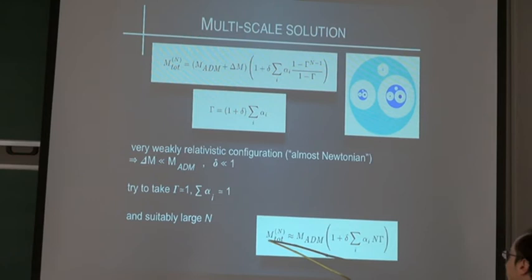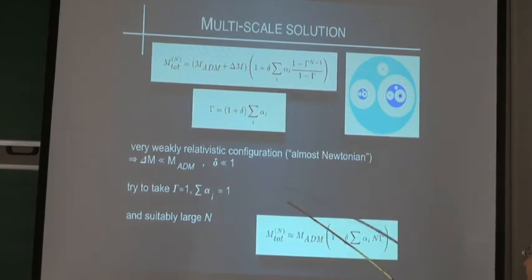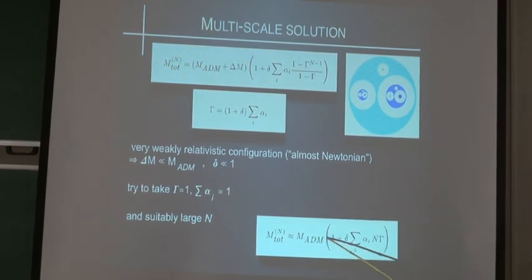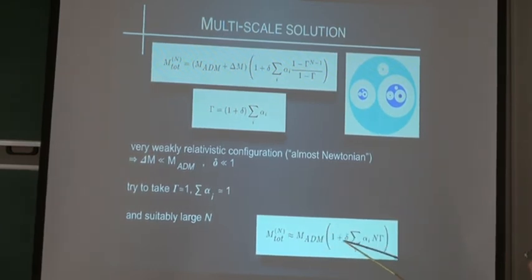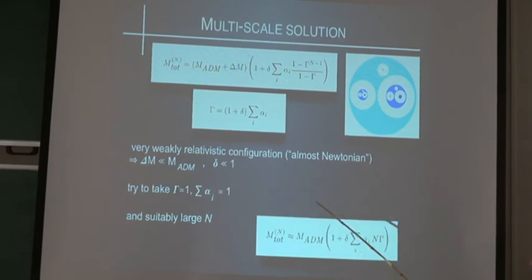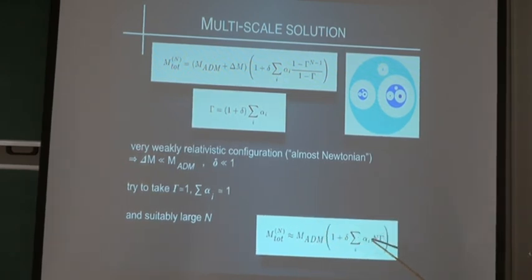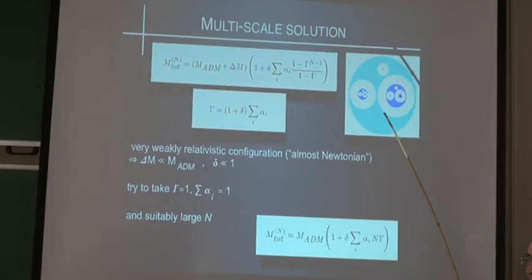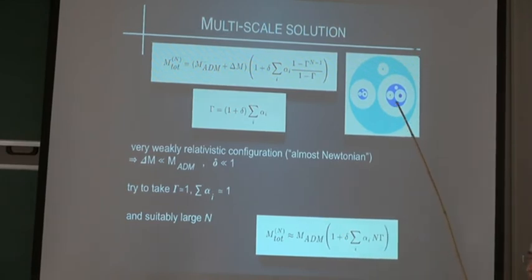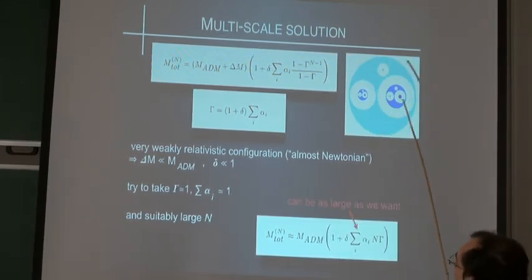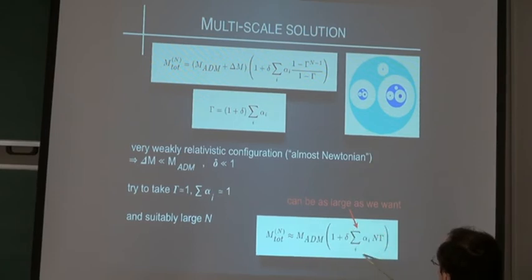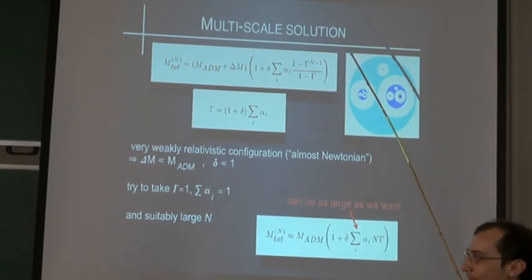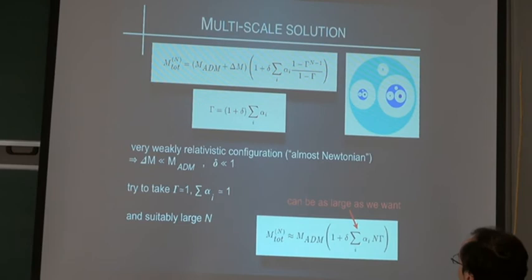And in this case, this simplifies to: the total mass at level n is equal to the ABM mass times 1 plus... Now, delta is very small because this is a very non-relativistic configuration. Alpha is close to 1, gamma is close to 1, and then we have n here. The trick is that if we take sufficiently large n, we can make this part very large. So we get a very paradoxical result: we can make this as large as we want just by nesting the structure one into another.